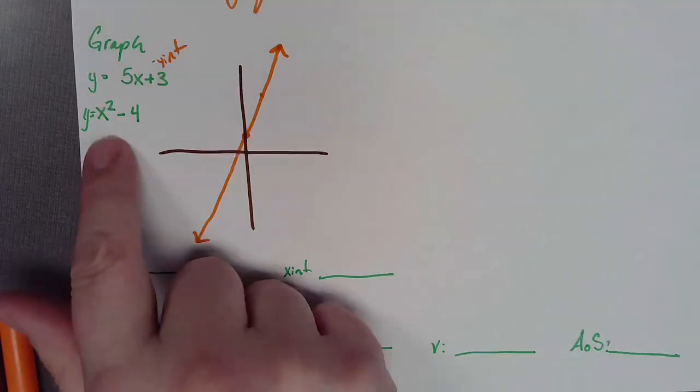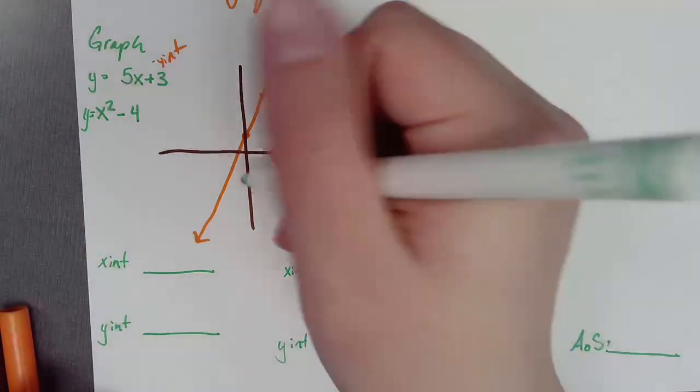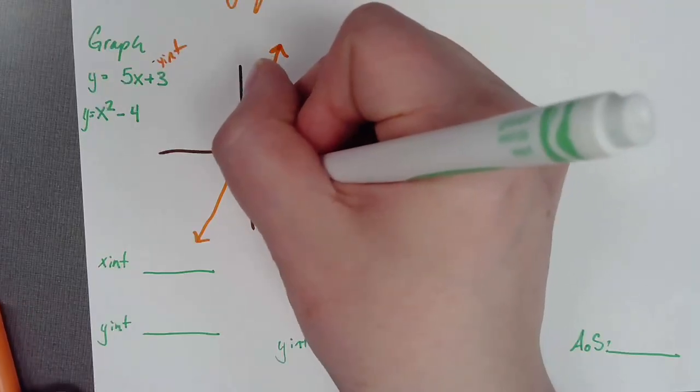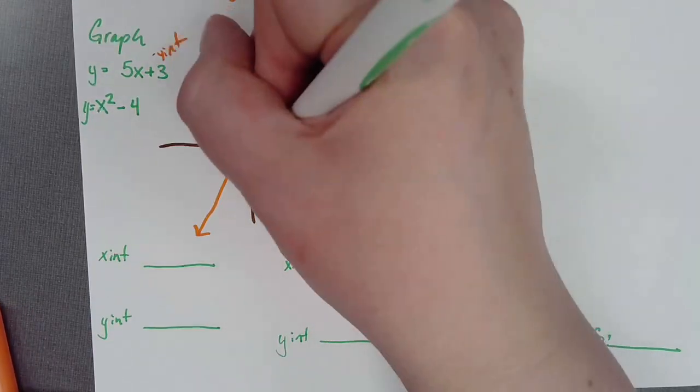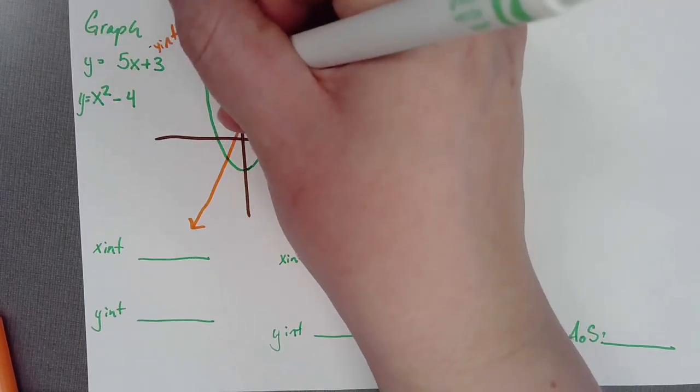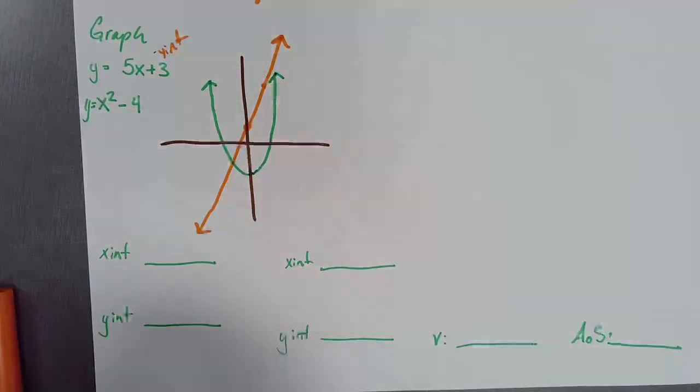The other one I see has an x squared. That tells me it's a quadratic equation. It starts down here at -4. And don't worry, you'll have real graph paper. I just don't have any right now.